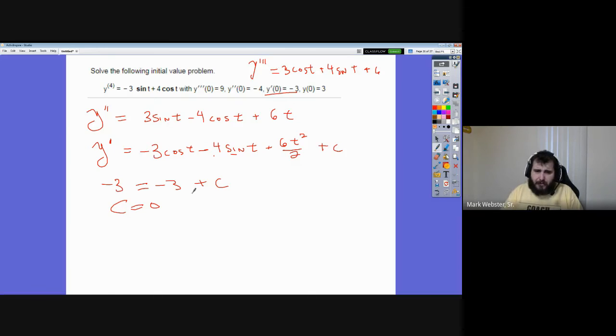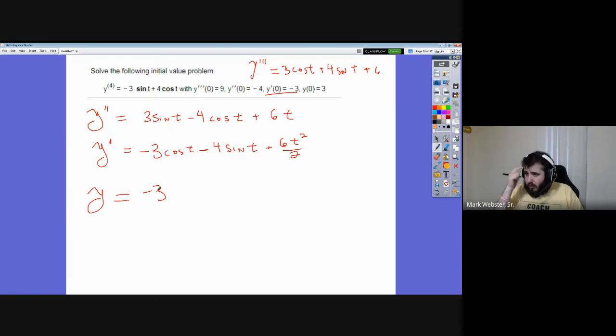Hey, looking good. Last one. The C is 0. I can just leave this here. I don't have to do any kind of rewriting and stuff. And let's find y. Integral of y prime is y. Integral of this. Integral of cosine is negative sine. So we got 3. Oop. Integral of cosine is sine. There we go.